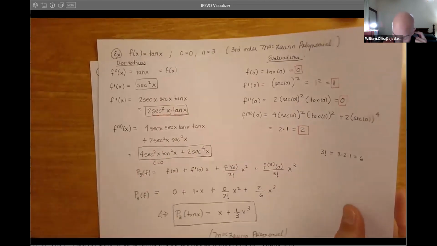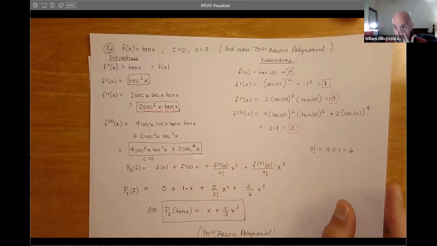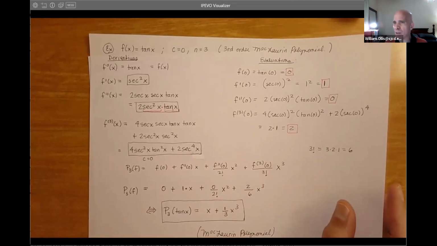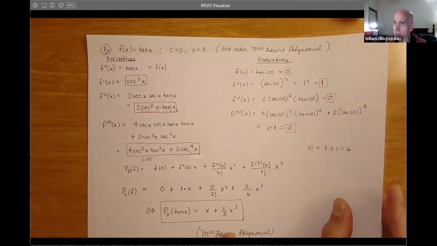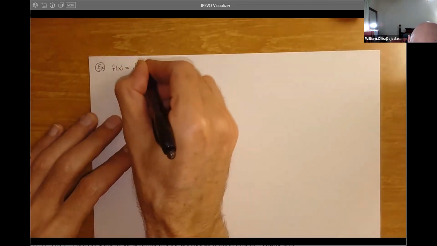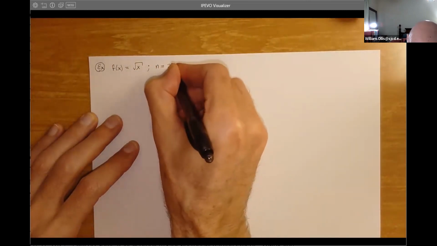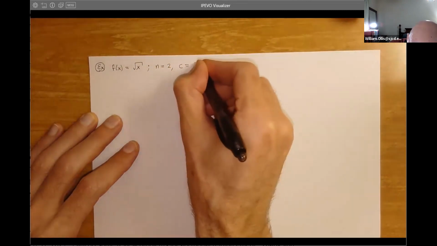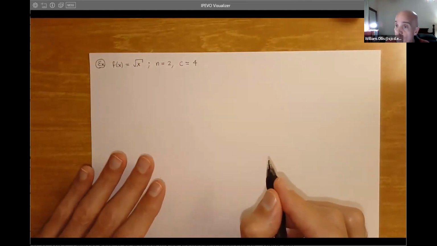Now, one thing that you notice, you're thinking, well, if c equals 0, we can get a really nice looking polynomial, you know, in ascending order. And then of course, if c is not equal to 0, we've got all of this stuff. And you're thinking, well, we might have to do a little extra work to make it look like this. So that's what we're going to see in this next problem. So now we're going to have f of x, our friend, the square root function. And we're going to have an order of 2. And we're going to take c, or the center point, or the expansion point, to be, in this case, 4.